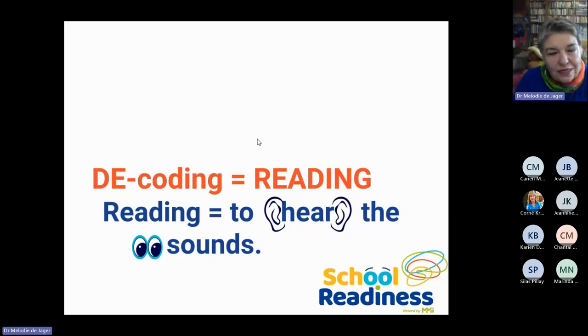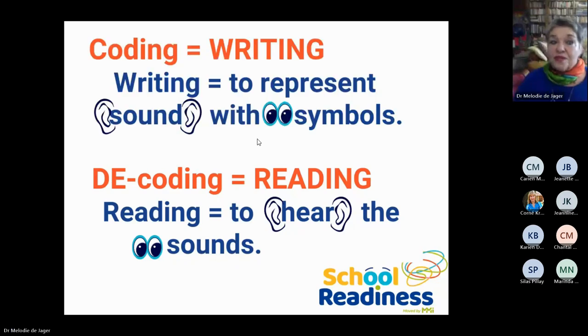Think about it. When you read, irrespective of whether you use your eyes or your hands with Braille, what you want to pull out of the paper, from the book or off the screen, is the sounds of the symbols. So decoding means to hear the sounds that the symbols, the ABC and the words and the letters on the page make. So we say at the Mind Moves Institute, if you want to be good at decoding, shouldn't you be coding first? Let's just stop and think about that.